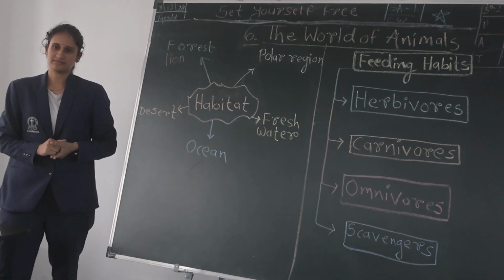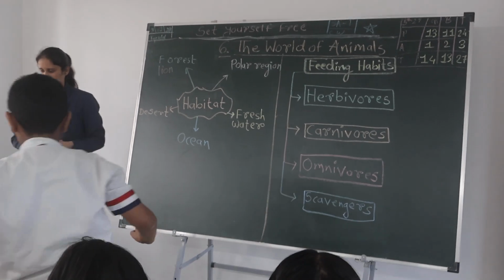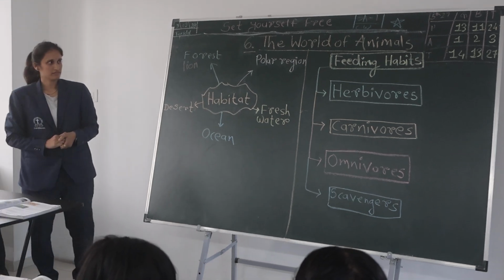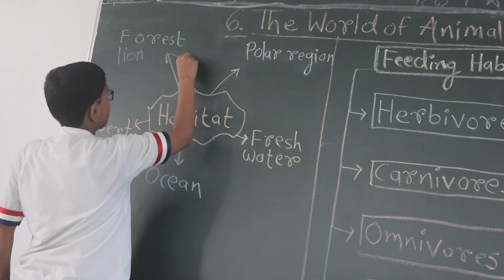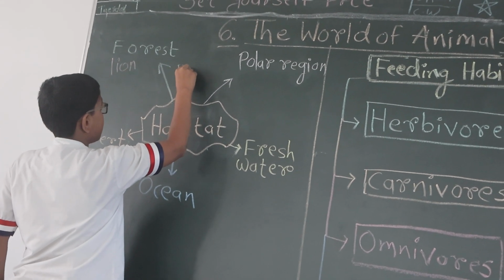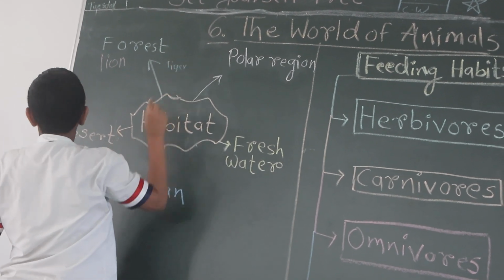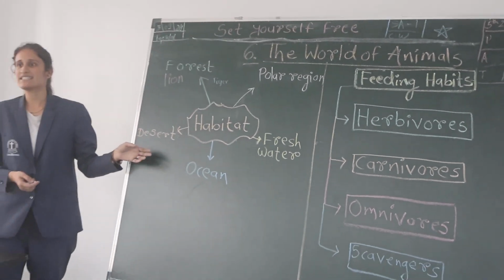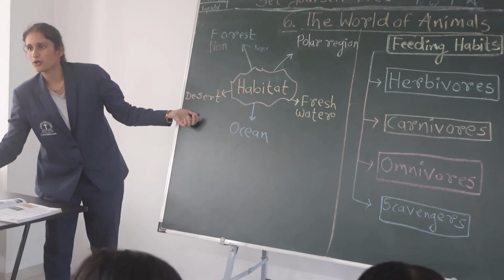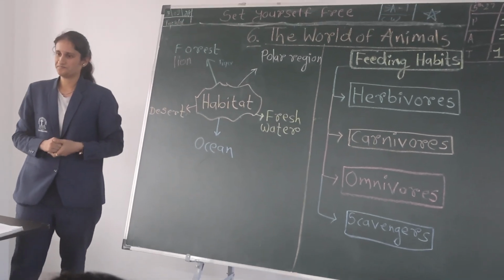Second, boys. Himanshu, come. Okay, very good. Lion and tiger. Now, second habitat is desert. So, anyone explain the properties of desert? Siddhi, come.